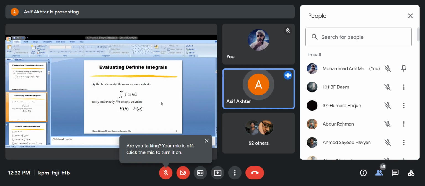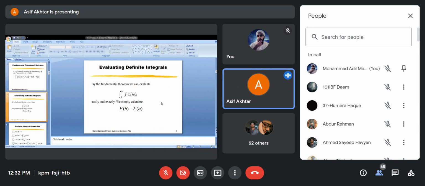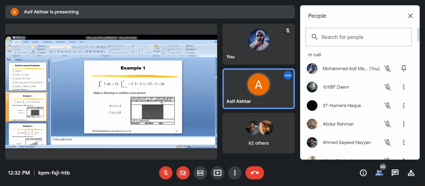Now the point: what does definite integration indicate? And I told you it indicates the area. What do you mean by this area? May I kindly ask you to look into this example.